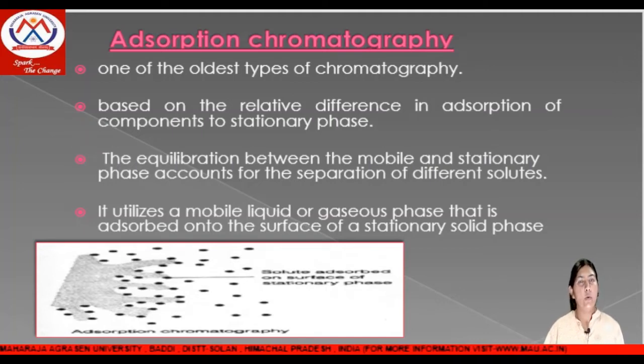In this, the equilibrium between the mobile and stationary phase accounts for the separation of different solutes. In adsorption chromatography, we utilize a liquid or gaseous mobile phase that is adsorbed onto the surface of the stationary solid phase. Here we can see the figure in which a solid stationary phase is there. On the surface of this stationary phase, the analytes or sample compounds have been adsorbed, which are separated with the help of the mobile phase.